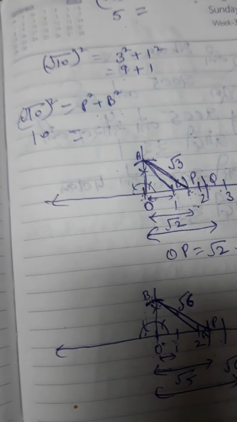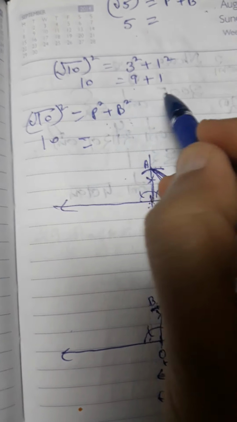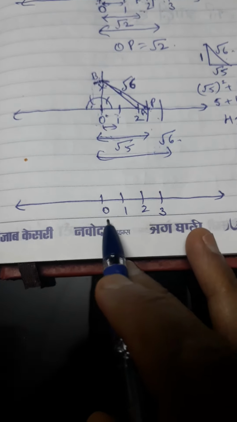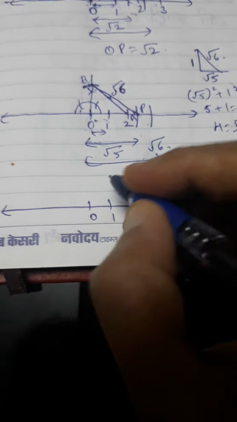On adding we get 10, and under root 10 square is also 10. So this satisfies Pythagoras theorem. So one side it should be 3, other should be 1. So on the number line you have to take 3 units here and 1 unit at O.